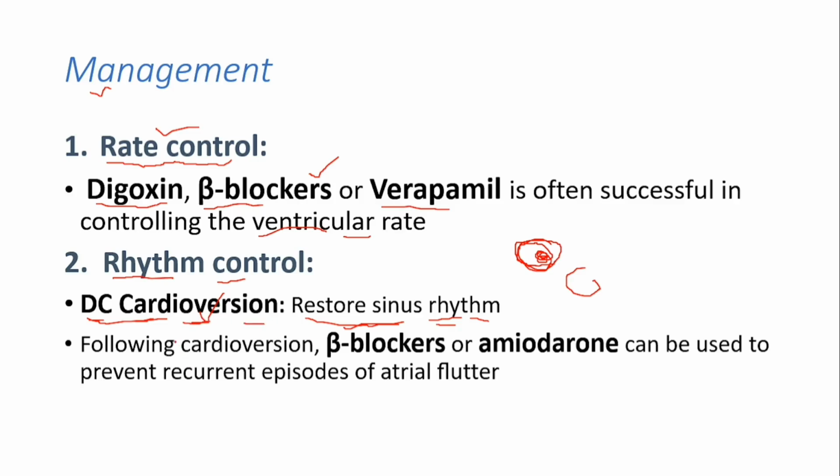Okay, if the patient is hemodynamically unstable, then the best treatment is DC cardioversion. After the cardioversion, beta blockers or amiodarone can be used to prevent recurrent episodes of atrial flutter. Okay, so antiarrhythmic drugs like amiodarone or the beta blockers are the medical treatment for the rhythm control.